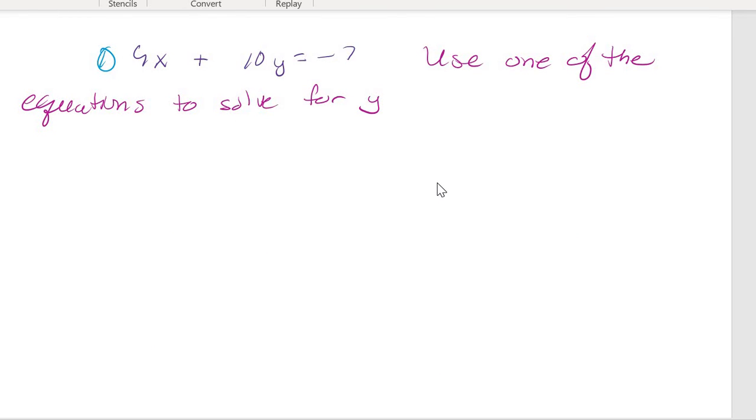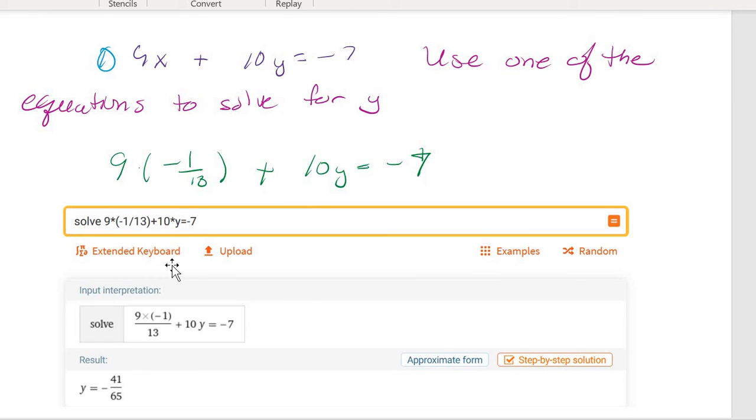Now, to solve for the other variable, I could use either one of the equations. So I have x, which is -1/13. I solve for y. I just picked equation number 1, and I get 9 times -1/13. I'll substitute that x in there, and I'll get this equation.